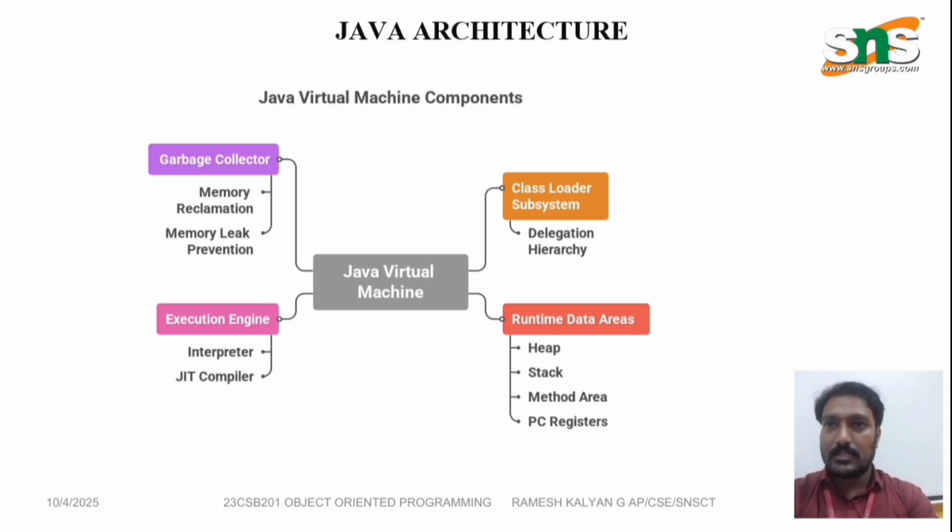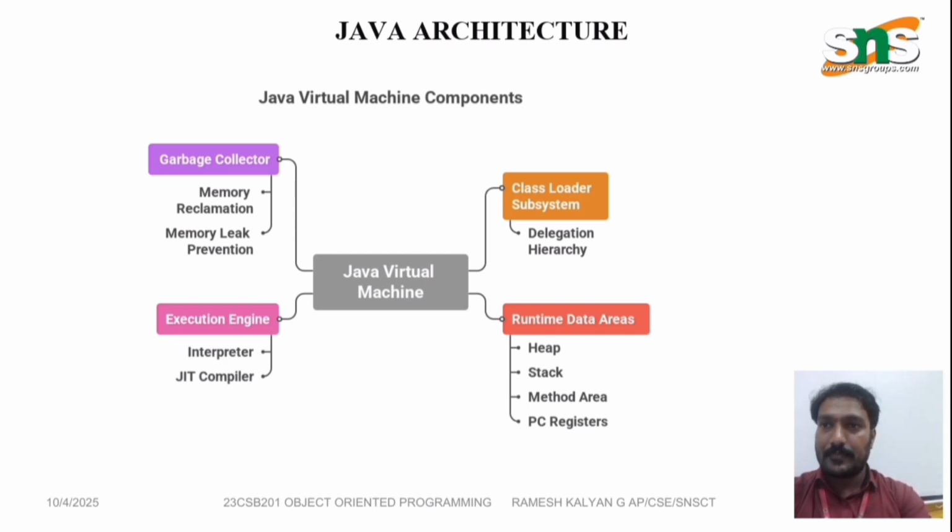This figure indicates the Java virtual machine. The Java virtual machine is further subdivided and has four components. The first one is the class loader system, which is mainly used for the delegation hierarchy. The next one is the runtime data area. This data area contains the heap, stack, method area, and PC register, which are the subcomponents available in the runtime data areas.